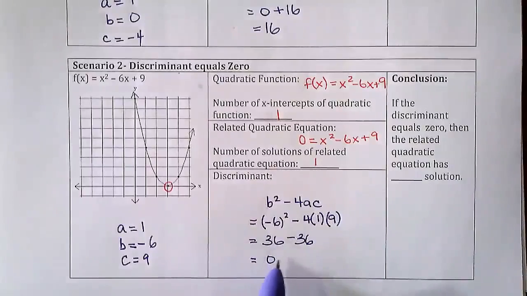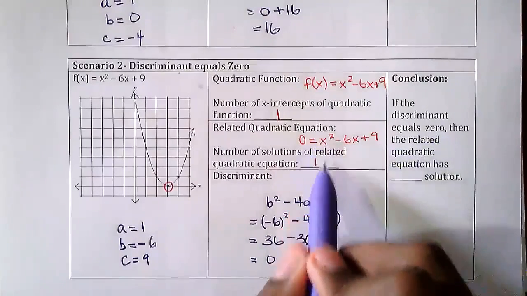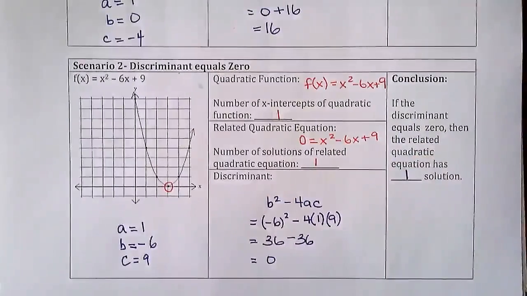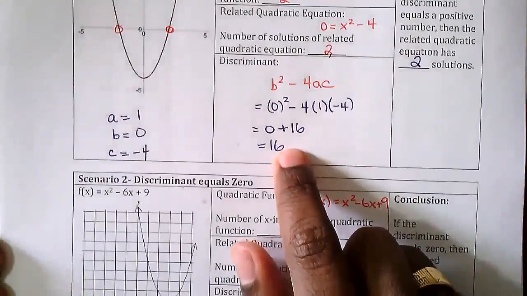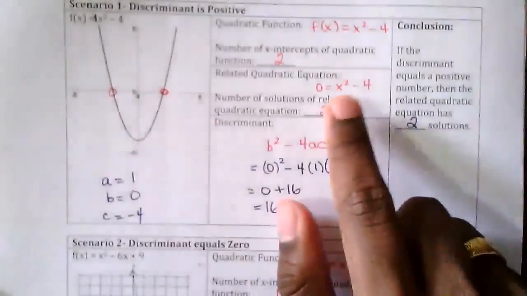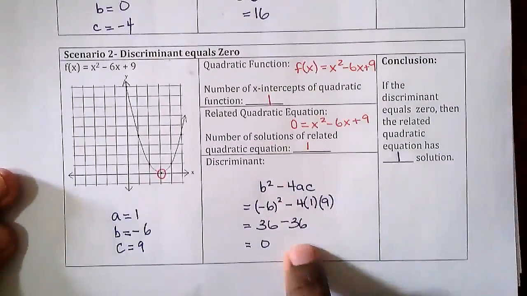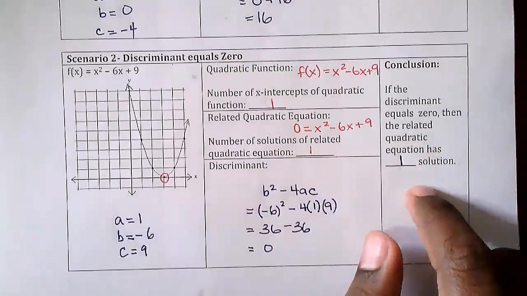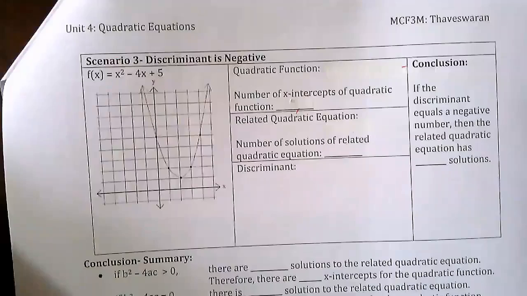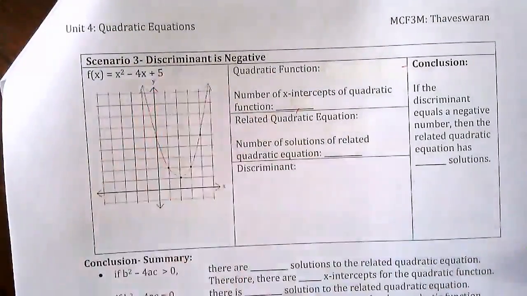What we see is when the discriminant equals 0, then the related quadratic equation only has one solution. So we've seen two things so far. We saw that if we calculate the discriminant and it's a positive number, then the quadratic equation has two solutions. If we calculate the discriminant and it equals 0, then the related quadratic equation only has one solution. So let's take a look at our third scenario here, where the discriminant is negative.